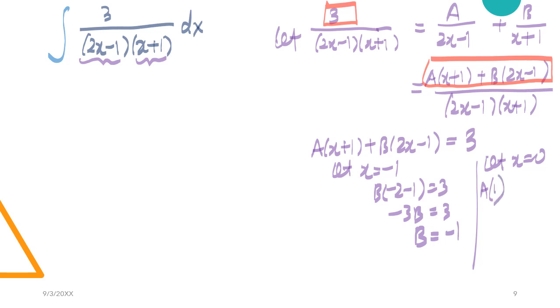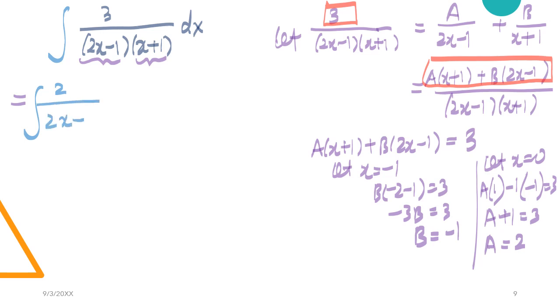So I found b to be negative 1, so I can just put the negative 1 there. So I would have a plus 1 equals to 3. So a will be 3 minus 1, 2. Good. So I found all my constants. So this one will be equal to 2 over 2x minus 1 plus your b is negative 1 over x plus 1 dx. Right. So this positive and negative will give you negative. So you would get this.